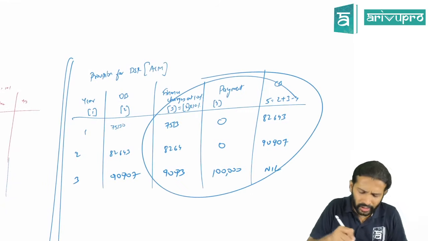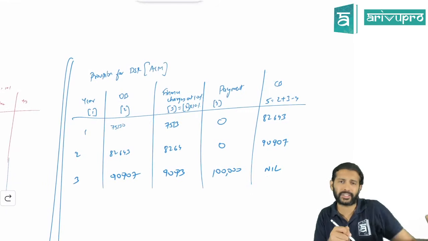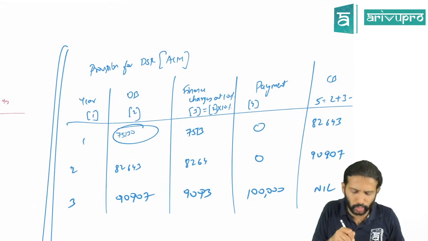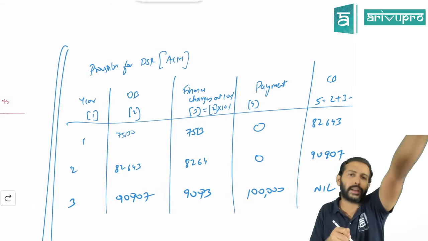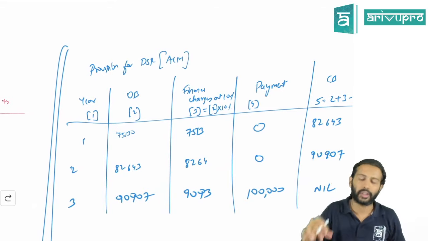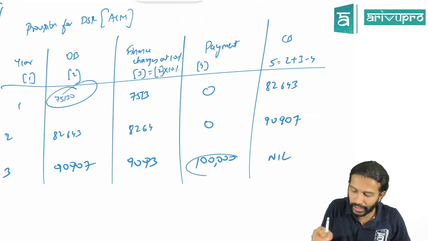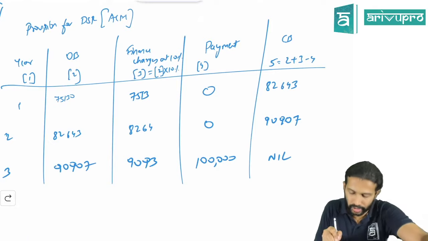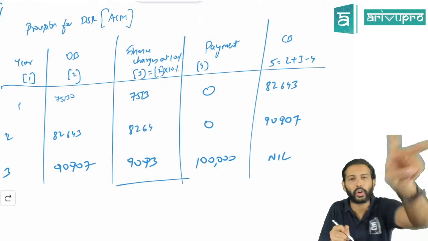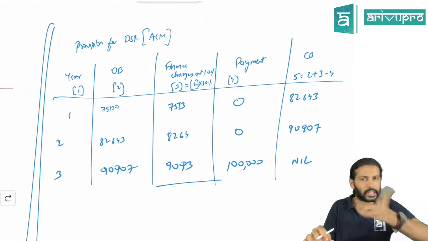Okay. This we call it as unwinding of interest. From 75,130, slowly interest kept on increasing as the time passed. The difference between all this 75,130 and this 1 lakh is nothing but time value of money ka interest cost or finance charges. If you add all this, you're going to get that difference. All right. That's how the accounting works.